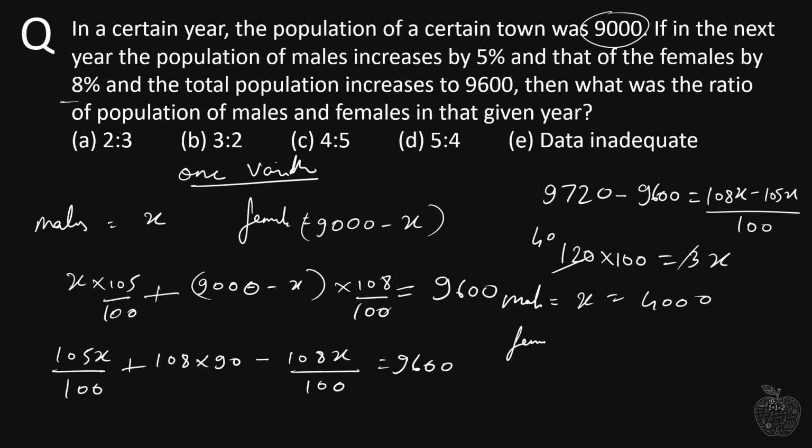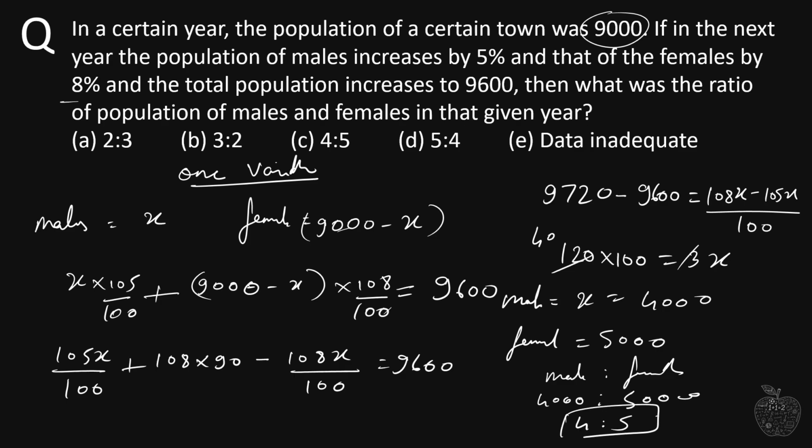What will the female population be here? It will be 9000 minus x, so 9000 minus 4000 will be 5000. So we have male 4000, female 5000, and we want the ratio of them. Male is to female is 4000 is to 5000, or 4:5, and this is our required answer. Again, option C is the correct one. So I have solved using two variables and using one variable, and now it is up to you which one to follow. Option C here is the correct one.